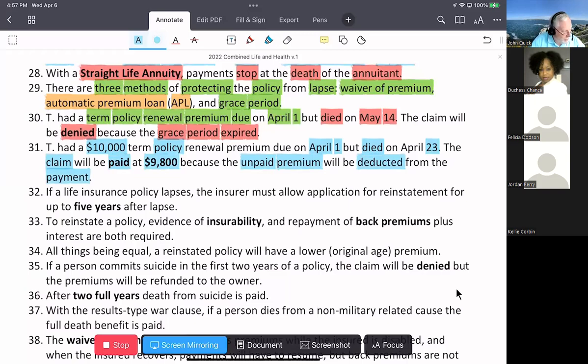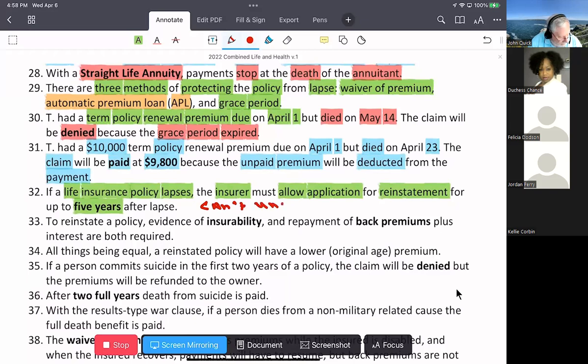If a life insurance policy lapses, the insurer must allow the application for reinstatement up to 5 years after lapse. However, only if it lapsed for non-payment. Because remember, you can't unsurrender.